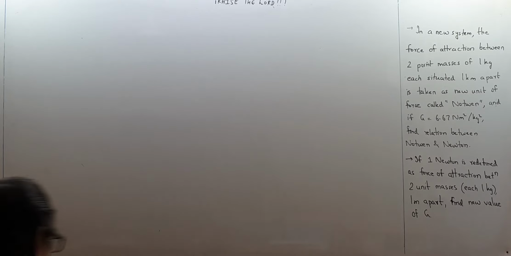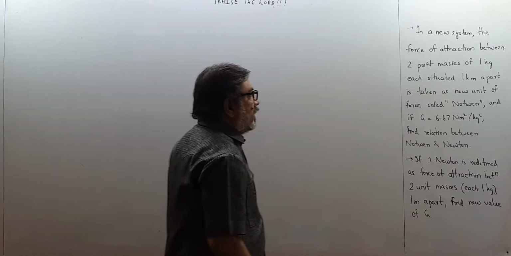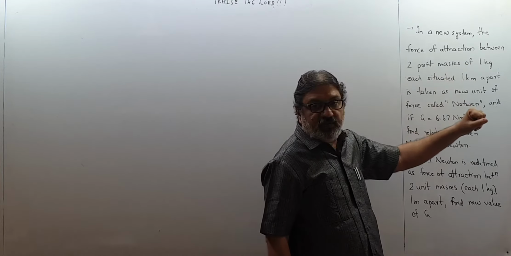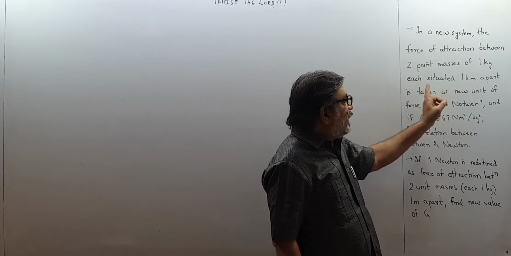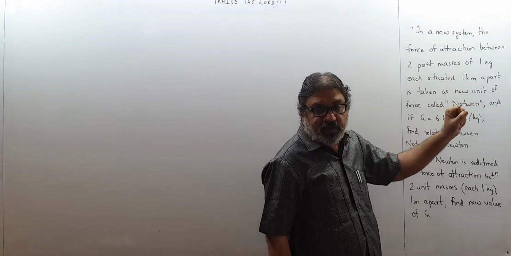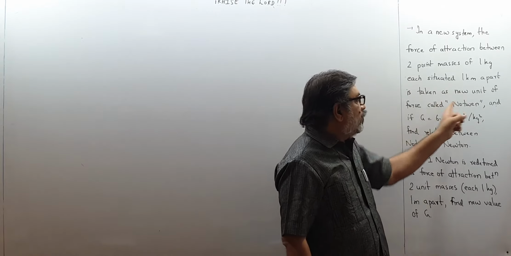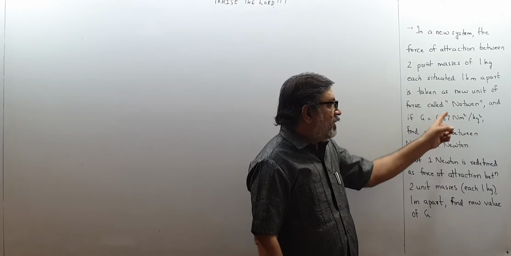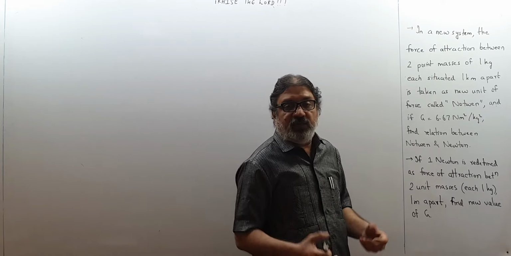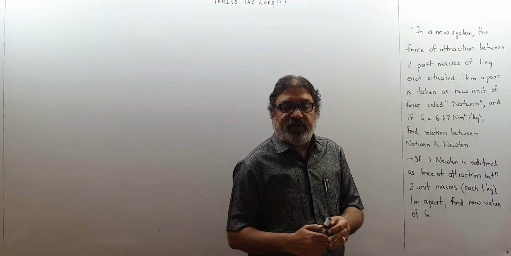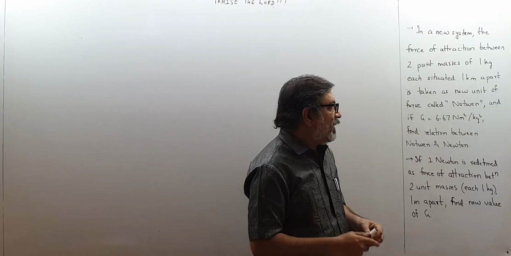Okay, 2 more sums here, children. See, in a new system, the force of attraction between 2 point masses of 1 kg each, situated 1 kilometer apart, instead of 1 meter, the distance is 1 kilometer, is taken as the new unit of force called Newton dash. So there are 2 masses, each of 1 kg, separated by 1 kilometer distance, and the force of attraction between them is called 1 new Newton.